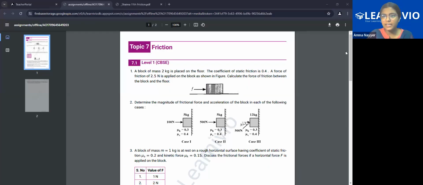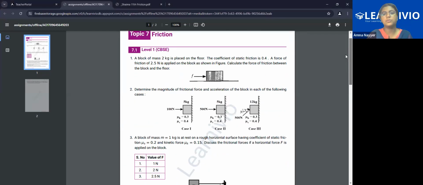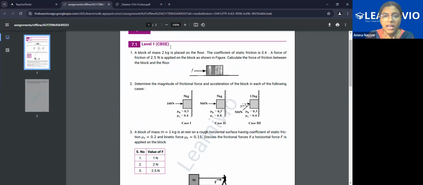See, class, these were the questions which were sent. A block of mass 2 kg is placed on the floor. The coefficient of static friction is 0.4. If it is 0.4, the frictional force which is applied is 2.5 Newton. Calculate the force of friction between the block and the floor.